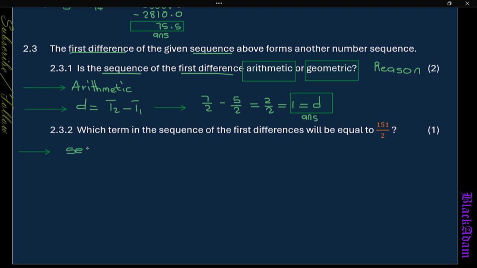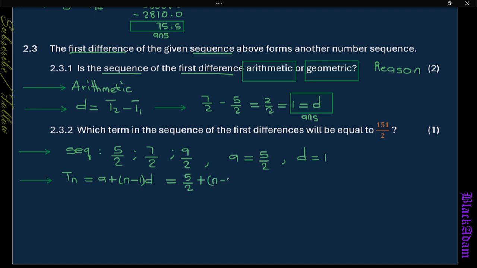We have the sequence 5 over 2, 7 over 2, that's the first difference, 9 over 2, and then we have our answer. A is 5 over 2, D is 1, and Tn is going to be A plus bracket n minus 1 multiplied by the common difference. Memorize that equation as well.